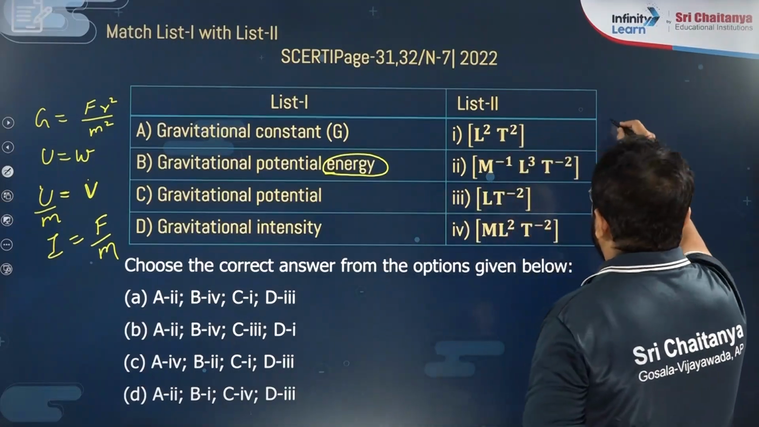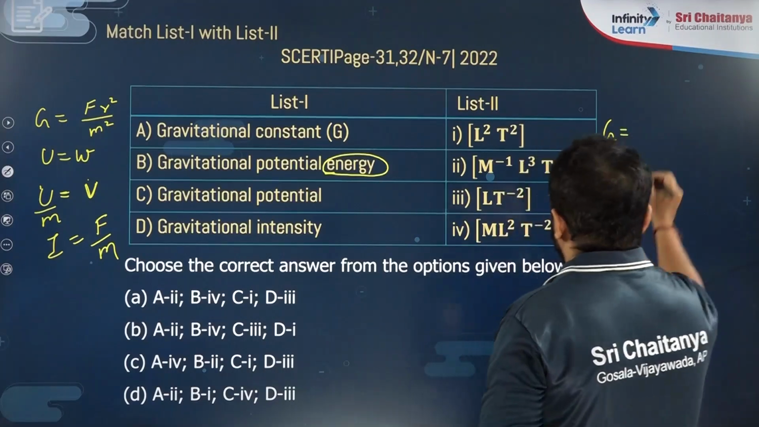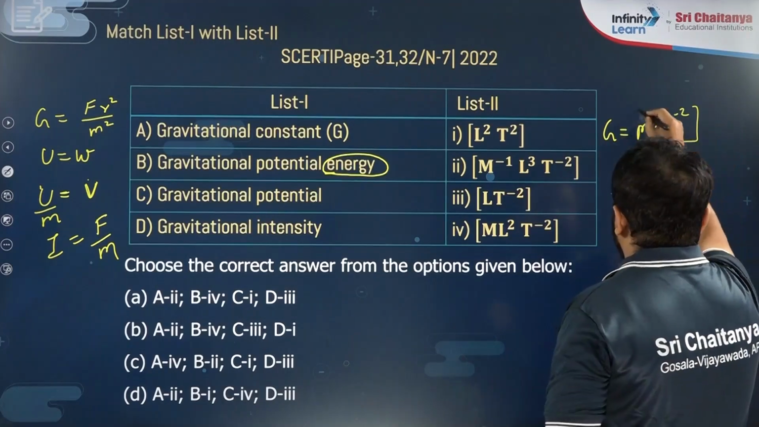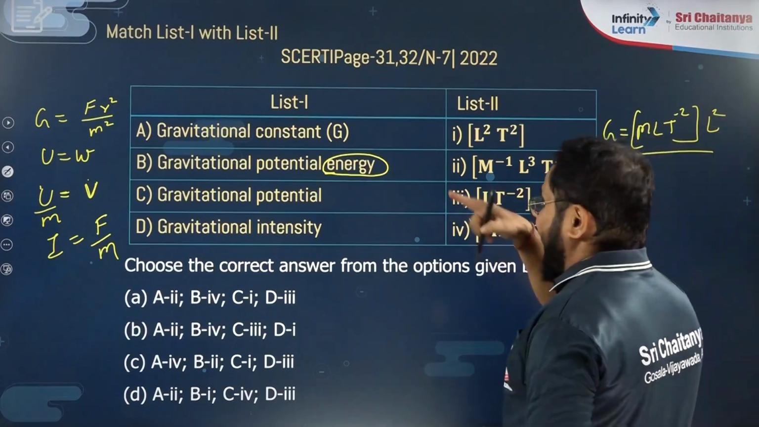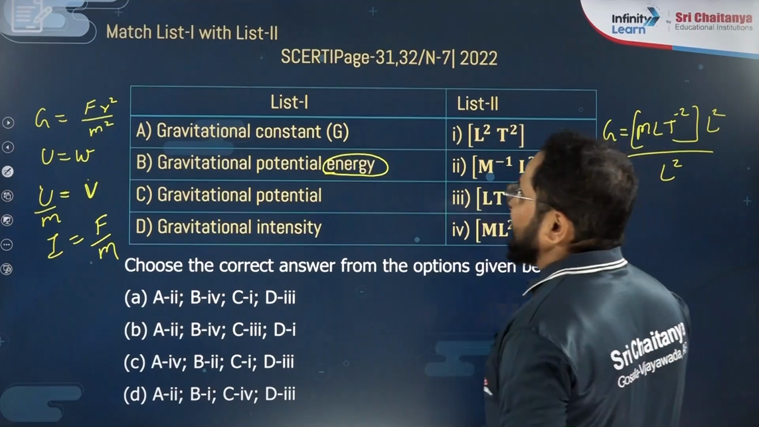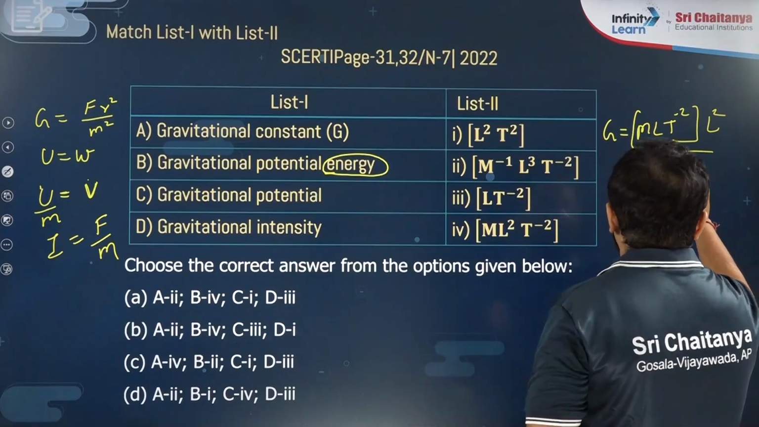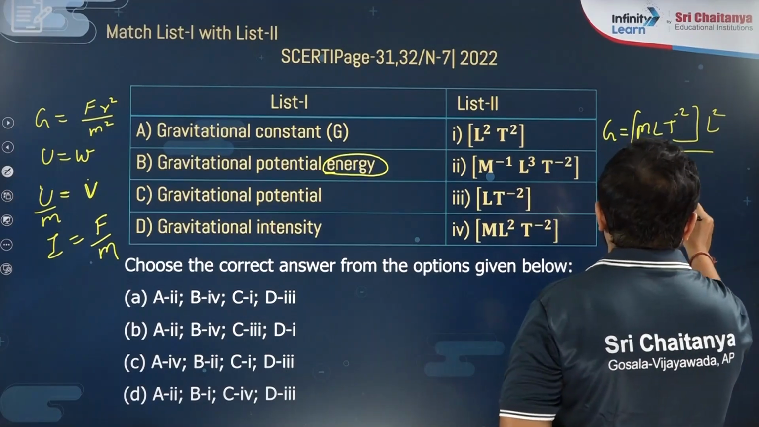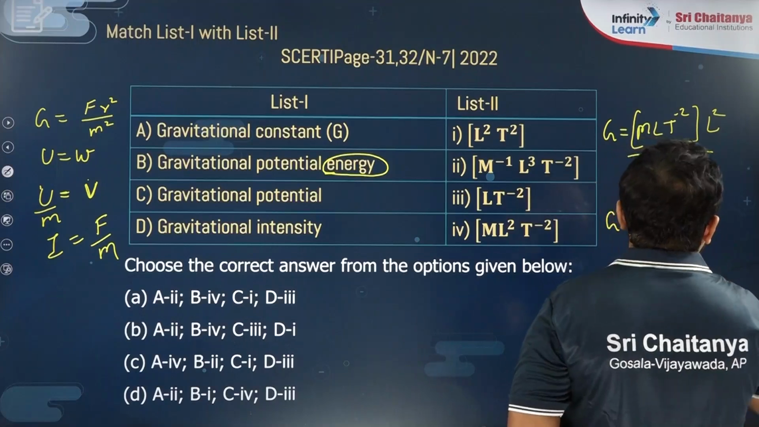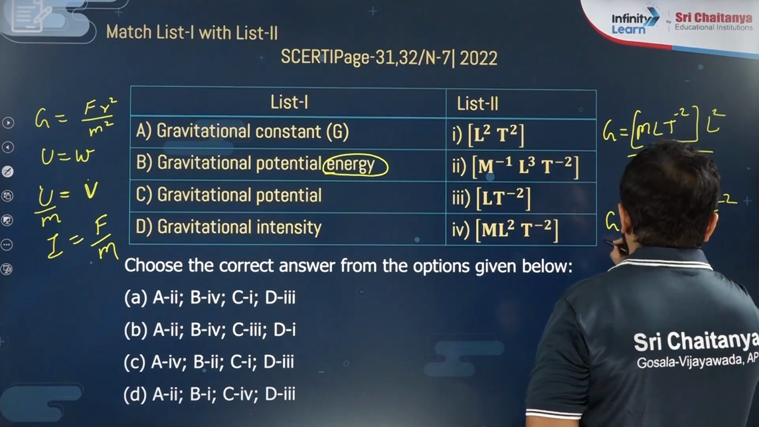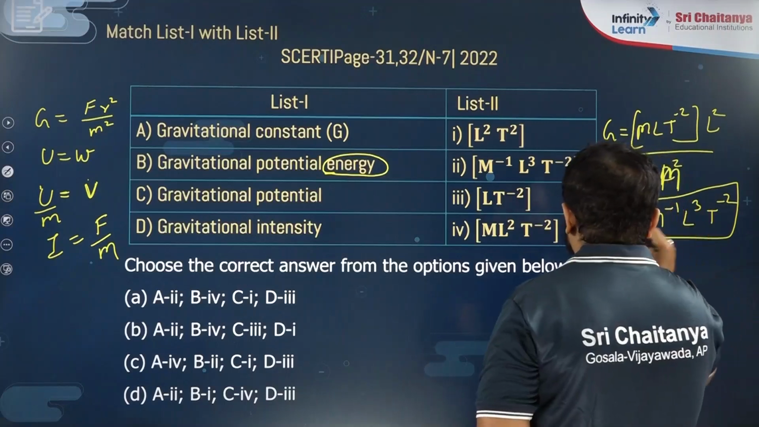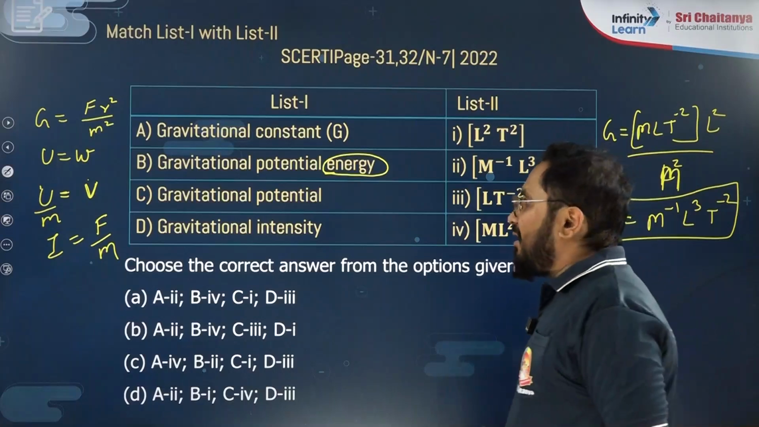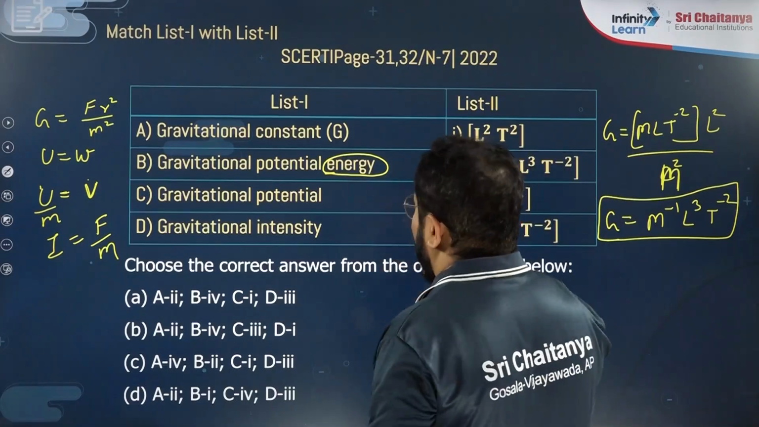Now see the gravitational constant dimension that you can frame very easily. M L T minus 2 times L square divided by mass square, that is M square. So G will become M minus 1 L cube T minus 2. Although you can also say that we can learn the gravitational constant dimension, that will be easier for you all to deal. But here I am going to tell you how to deal with it.